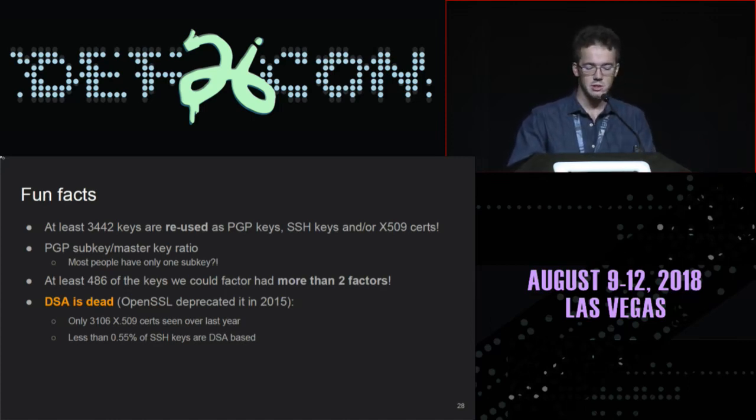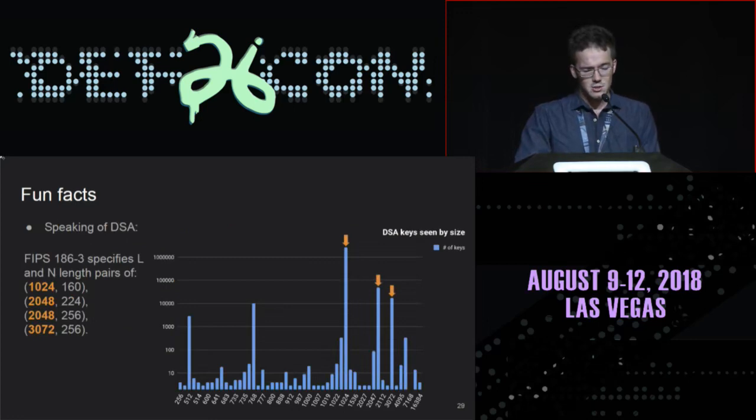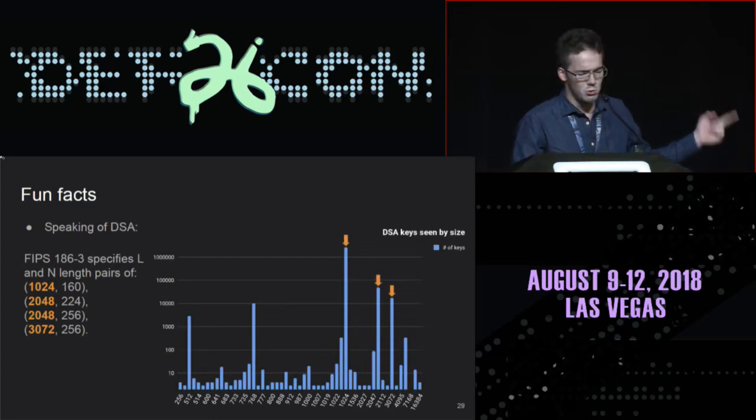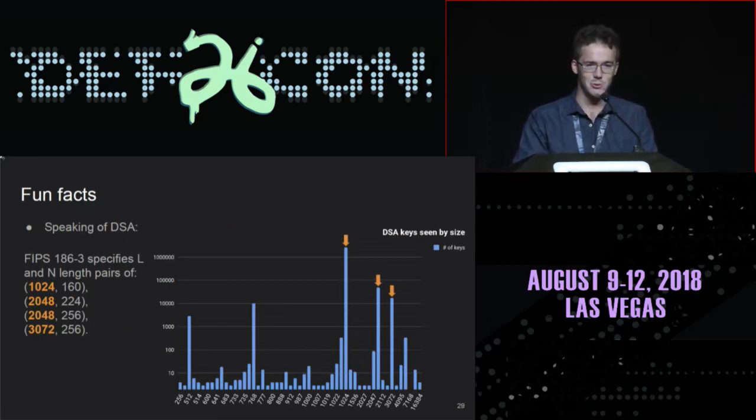Most of them were PGP, as I already said. And DSA is dead. OpenSSL deprecated it in 2015, 3 years ago. And nowadays, only about 3,000 certificates were still using DSA as a signature algorithm, and less than 1% of SSH keys were DSA based. So that's really good. And if you're still using DSA, stop. Some people were using 256-bit DSA keys, which doesn't make sense. So yeah, just stop using DSA.